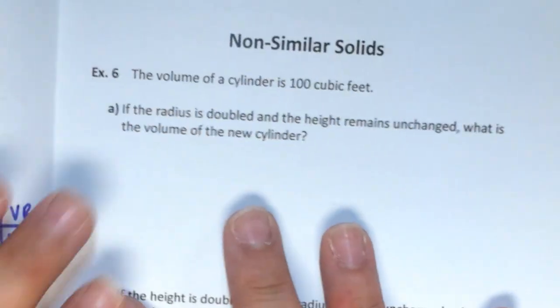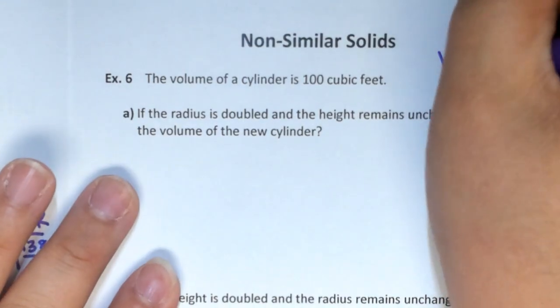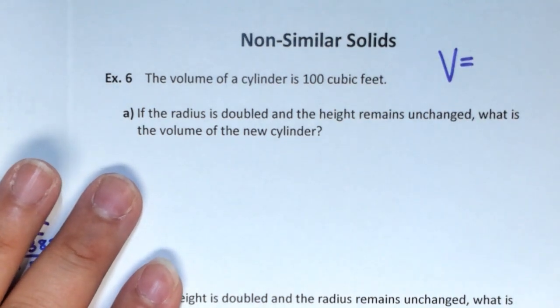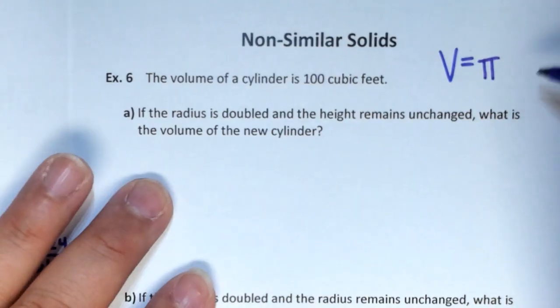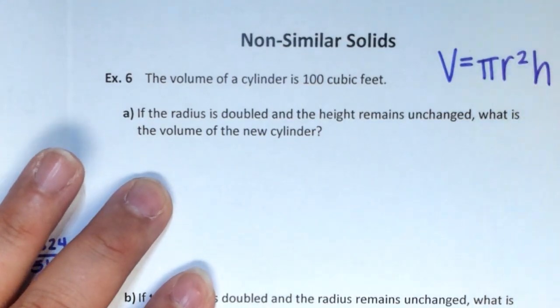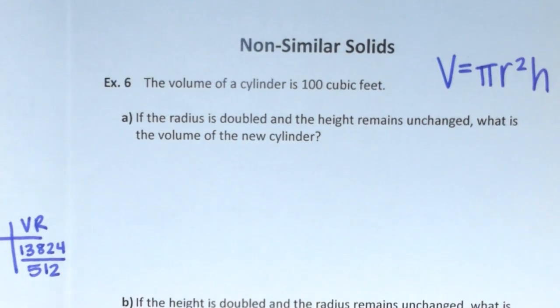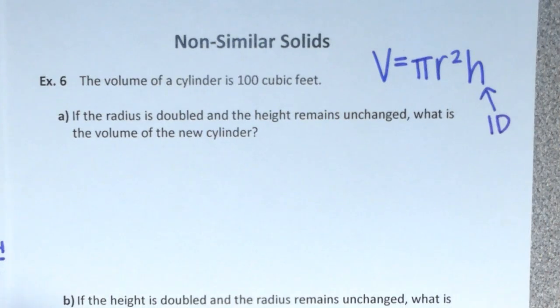So, look up. The volume of a cylinder is 100 cubic feet. What do we know about the volume of a cylinder? It's base times height, but what is the base of a cylinder? Base, area. Pi r squared h. Do you agree with that? The height of a cylinder is how many dimensions? It's 1 dimension. Put 1D right there. Can y'all write that down just like I have it?